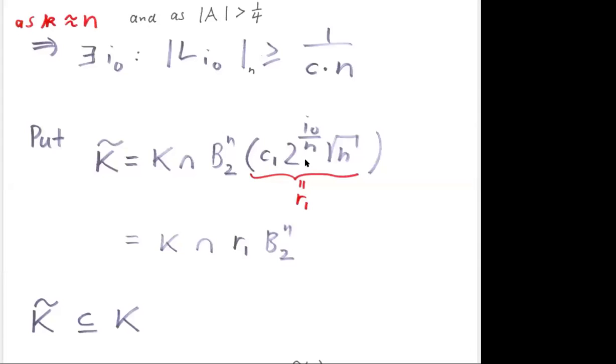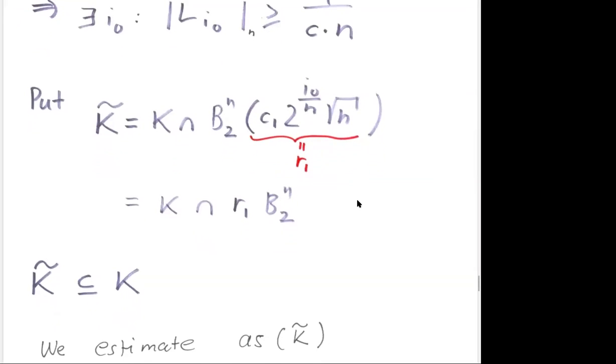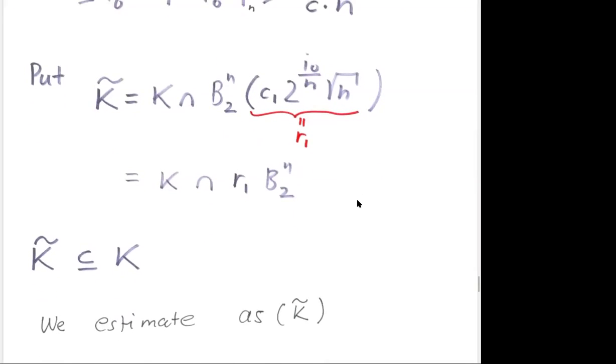of this subannulus that corresponds to the lower part for this i0. So that is our R1. It's C1 2 to the i0 over n root n. That is the R that we pick. And then, of course, trivially, K twiddle is contained in K. And let me just show you 2 steps, because I'm seeing that I'm a bit short of time. Let me just give you an indication how we now compute this affine surface area of this K twiddle.